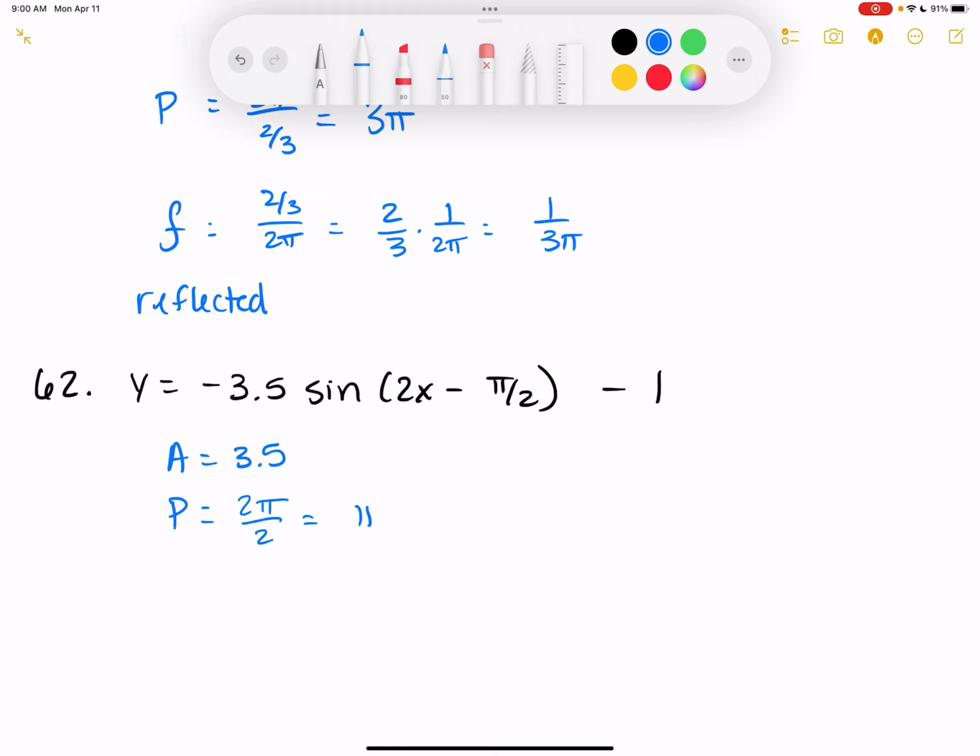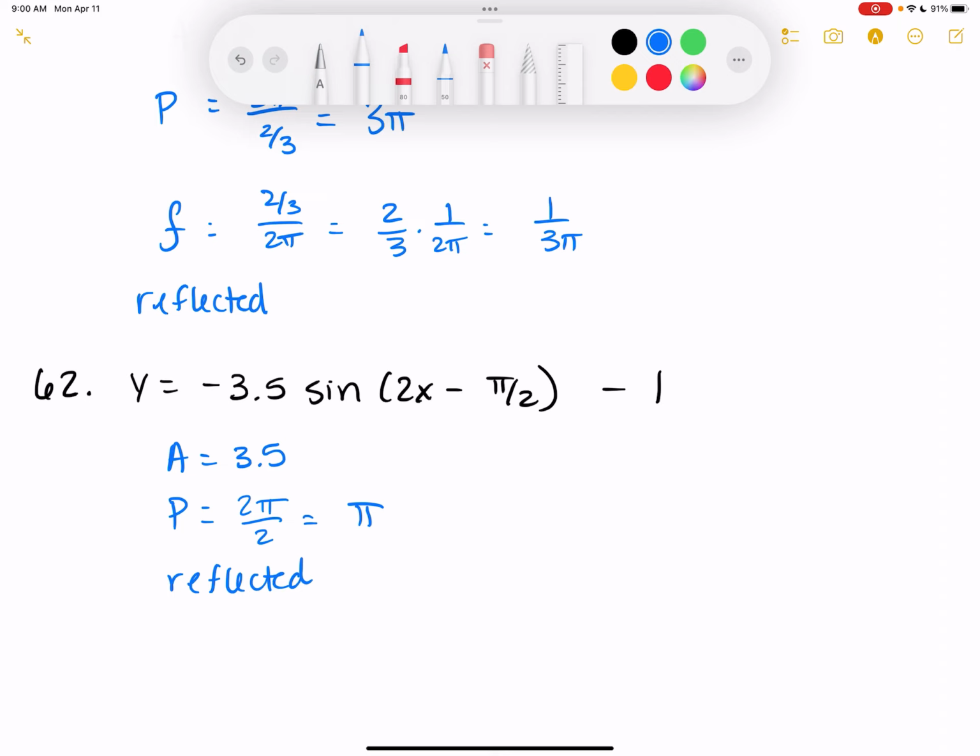So pi. Wait, how do you know it's 2 pi? Because the 2 is in front of the x. And then it's reflected. Frequency. Oh, we're not doing frequency. I forgot to write -1. That actually could change things.